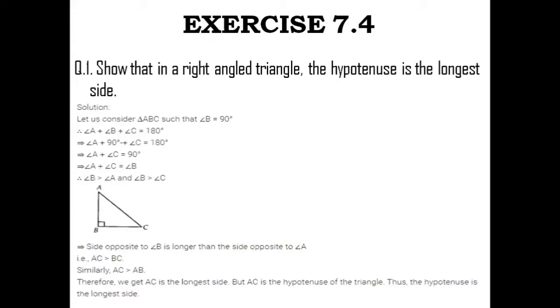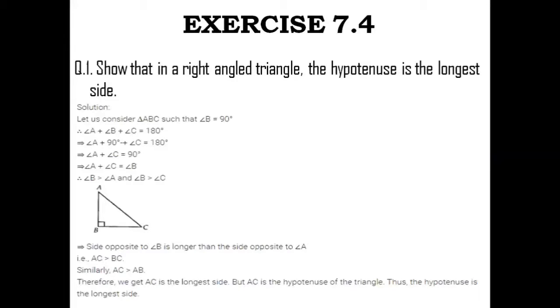Now, if I consider the sides opposite to these angles, I can easily conclude that AC is greater than BC. Similarly, AC is also greater than AB. How did I conclude this? Sides opposite to the given angles. Therefore, AC is greater than BC and AC is greater than AB. So which is the longest side? AC is the longest side.